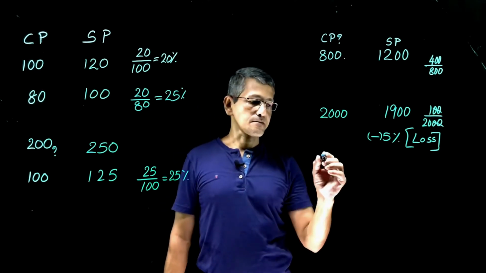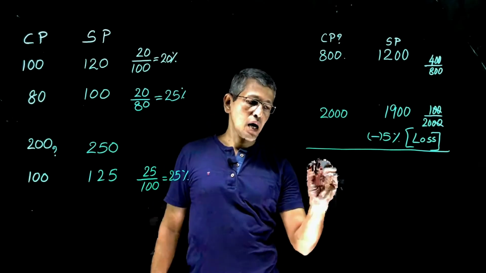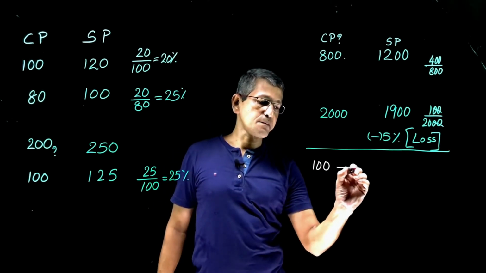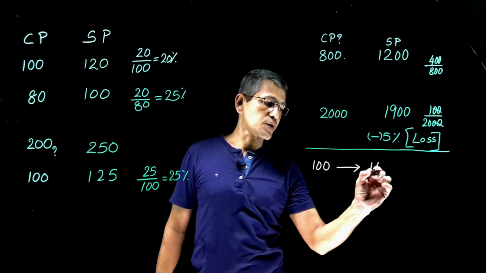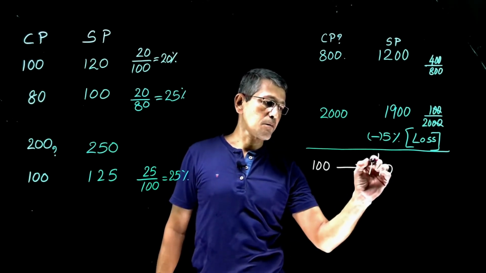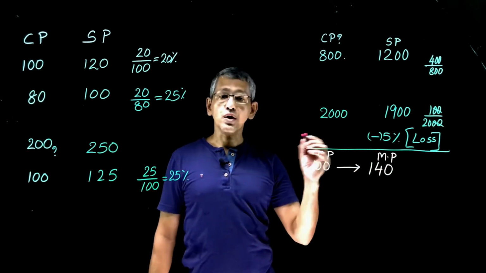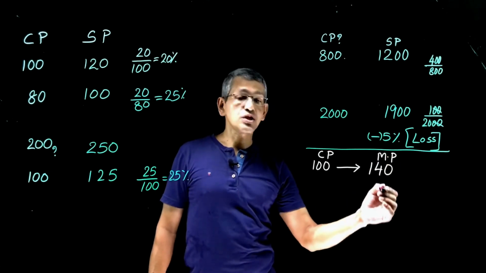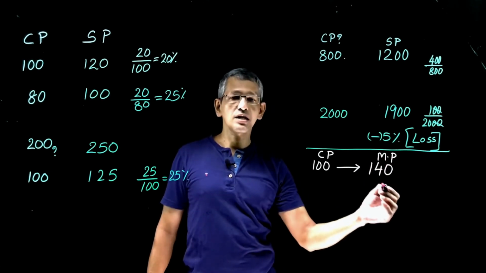Let's take an example. We can assume the cost price of the product is 100 rupees. And the dealer marked it 40% above the cost price. So the mark price is what? 140. This is the mark price. So this is the cost price. What's the selling price? The selling price is 20% less than the mark price. So 20% discount on that.